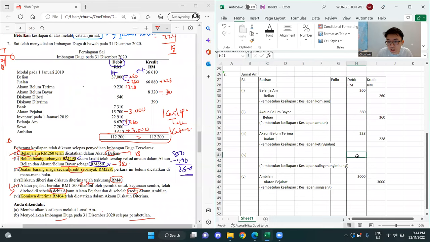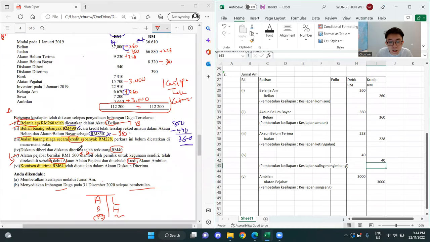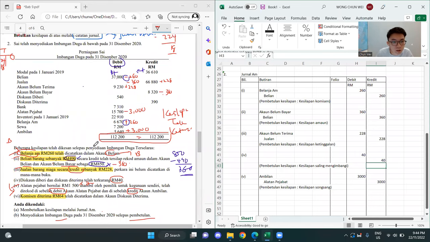We know we should debit and credit 40. But the question now is, do we debit or credit the other one? Discount diberi dan discount diterima telah terkurang 40. So you terkurang charge 40. Now you have to add that 40, to make it the actual one. So discount diberi, you tambah 40, and then your discount diterima, you also tambah 40.